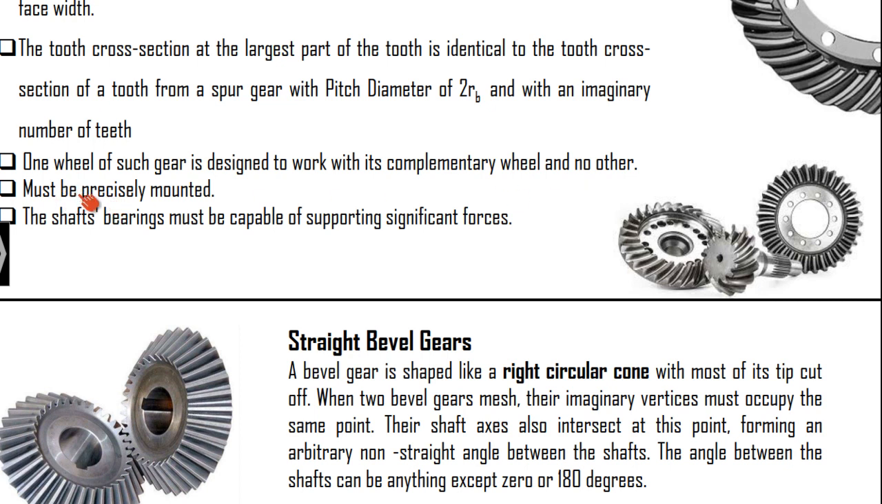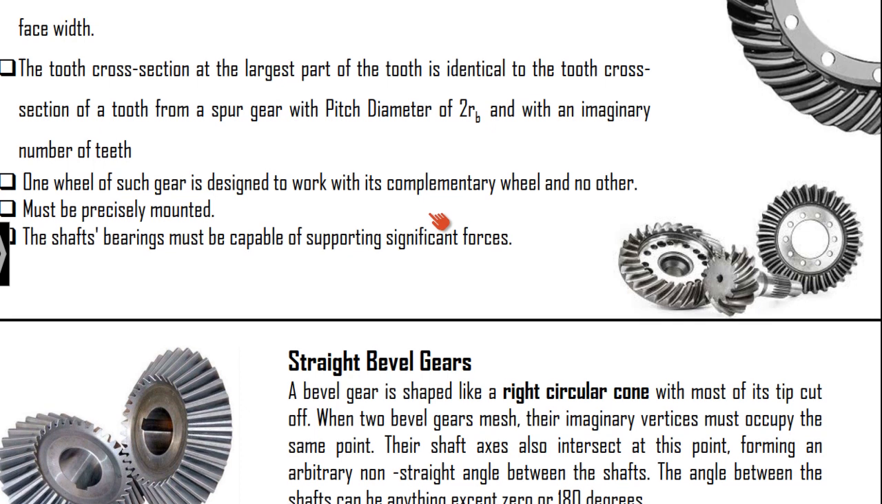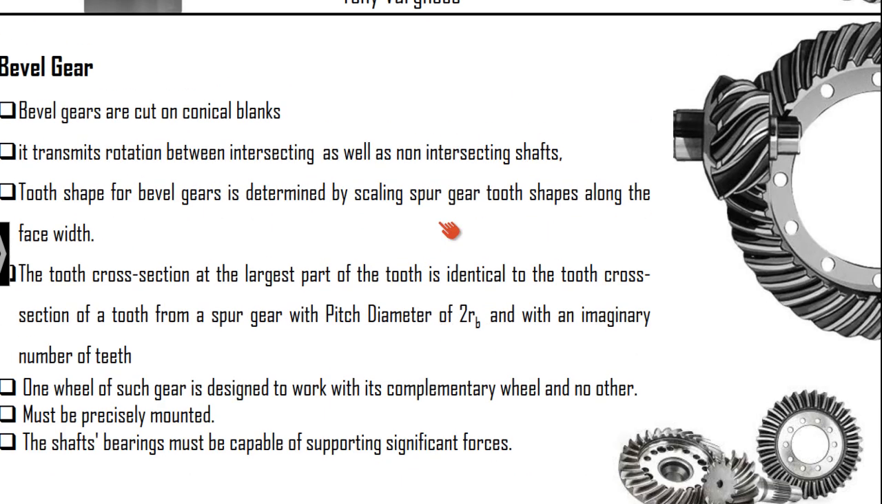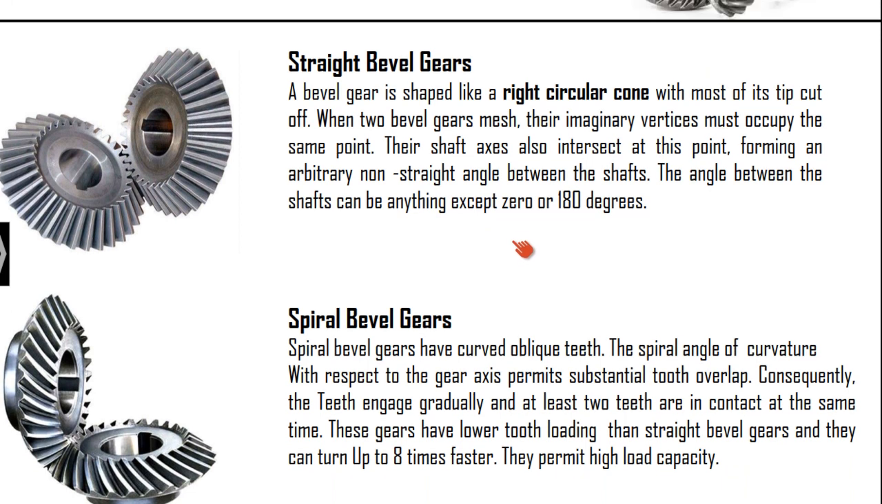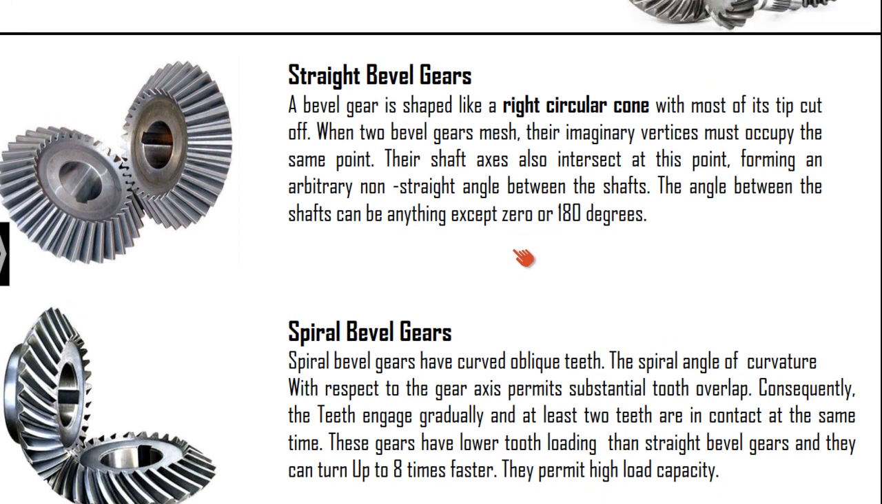That means, it has to be precisely mounted, and the supporting shaft should also be able to support significant forces, because here also the plane of force is something different. You have to consider the force system in space, like we have discussed for the helical gears. So, these are some of the basic facts of the bevel gear, and we have to discuss the different types of bevel gear. See, bevel gears are mainly classified, they have got different classifications. Among that, we will discuss a few.